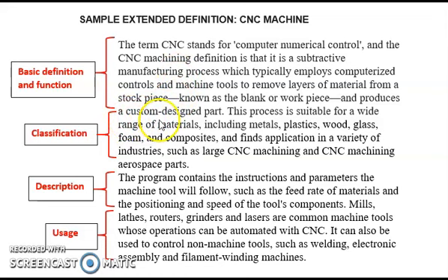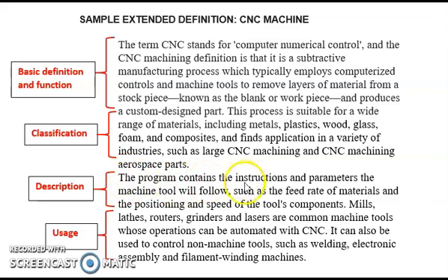Followed by that, the classification. This process is suitable for a wide range of material, including metals, plastics, wood, glass, foam, and composites, and finds application in a variety of industries such as large CNC machining and CNC machining aerospace parts. So it's classified here with the ideas given. Moved on to describe the product.